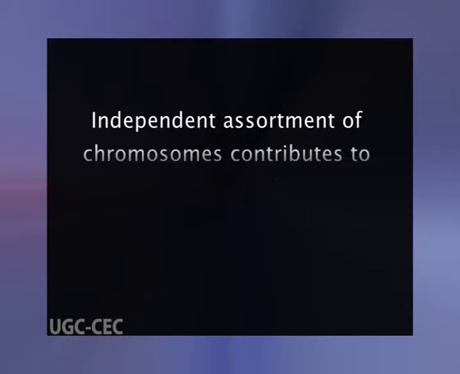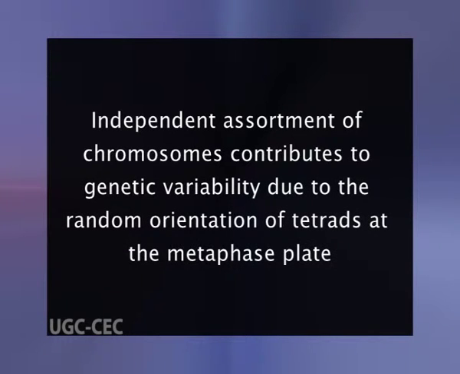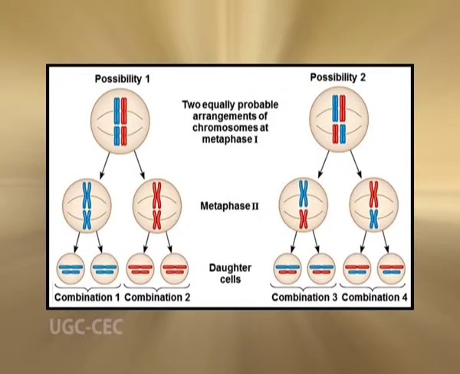of chromosomes contributes to genetic variability due to the random orientation of tetrads at the metaphase plate. There is a 50-50 chance that a particular daughter cell of meiosis I will get the maternal chromosome of a homologous pair, and a 50-50 chance that it will receive the paternal chromosome. Therefore, the first meiotic division results in independent assortment of maternal and paternal chromosomes into daughter cells.